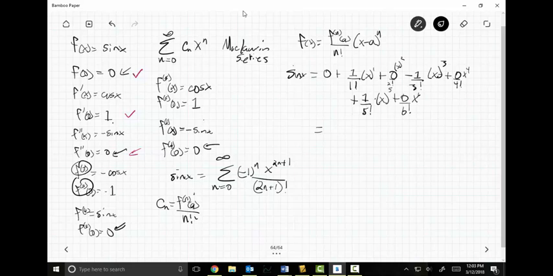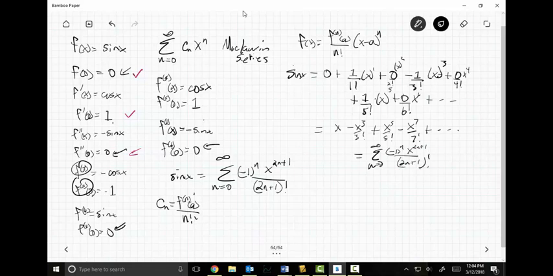So this becomes x minus x cubed over 3 factorial plus x to the fifth over 5 factorial minus x to the seventh over 7 factorial plus ..., which we are claiming is this guy. This equals the sum as n goes from 0 to infinity of negative 1 to the n, x to the 2n plus 1 over 2n plus 1 factorial.